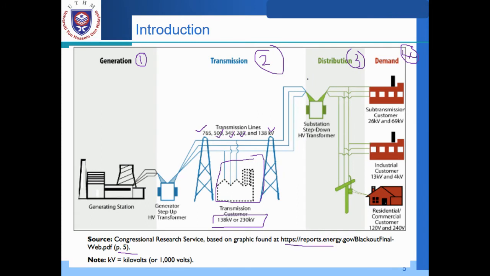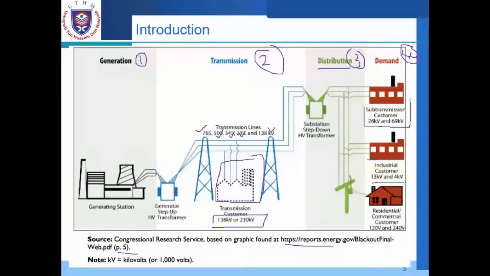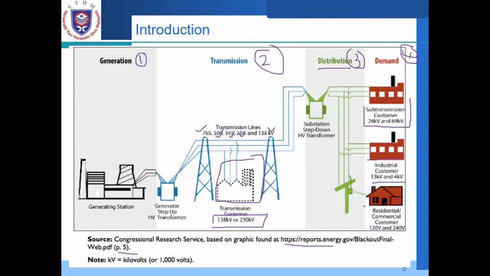Before we continue to part number 3, which is a distribution part, again we have a substation, step down HV transformer before the demands come from customer. This is a sub transmission customer, so we have the industrial customer with the rating as well as the commercial or residential customer. Okay.